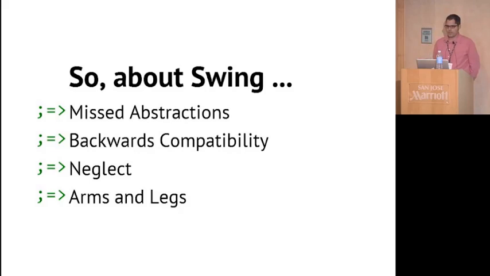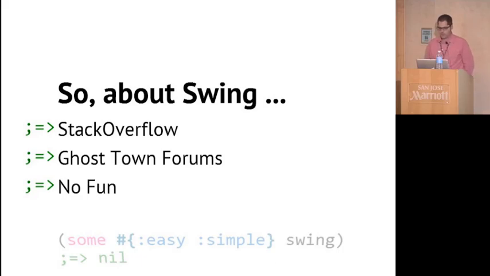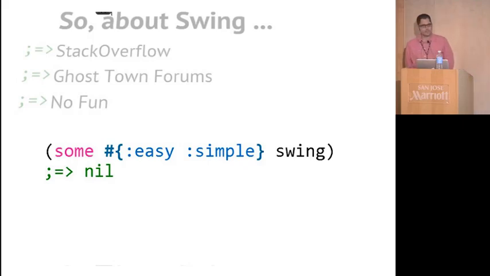So, if you take Swing, you've got a lot of missing abstractions, concepts that are missing, inconsistent APIs, slavish devotion to backwards compatibility, neglect by certain corporations over the years, and the arms and legs that grow on software as it's maintained over a long period of time. These things all come together in the development process as frequent trips to Stack Overflow, various abandoned forums from the early 2000s, and generally feeling that this is not something I feel like doing. I'm not enjoying this. You could say that Swing is neither simple nor easy. It is complex and difficult.